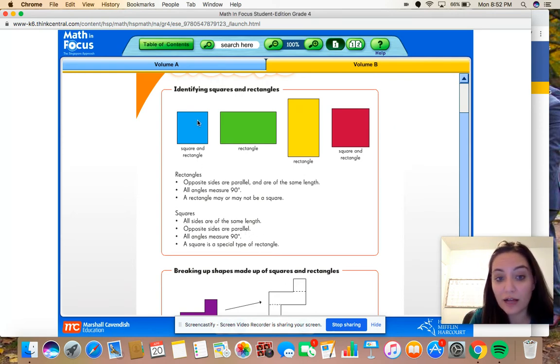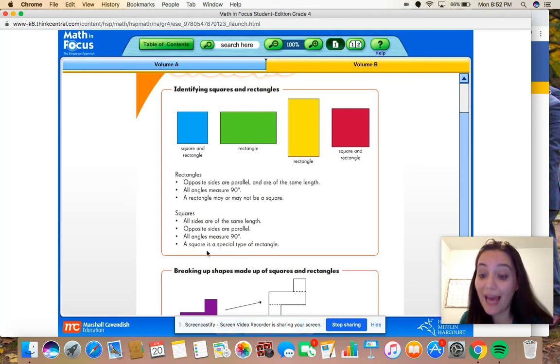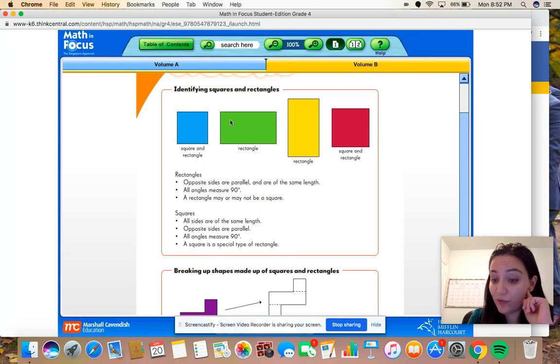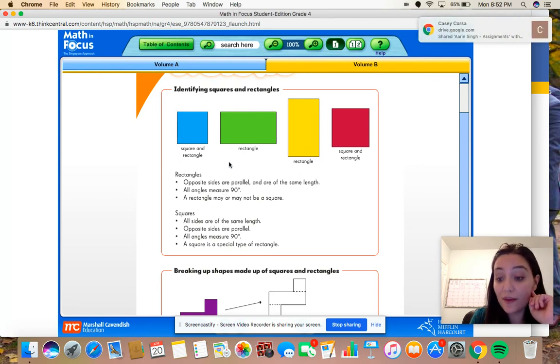Opposite sides are parallel, okay? So that means opposite sides. So here's one side. Its opposite is right here, and it's parallel. Here's one side. Let's look at its opposite. Its opposite is right here, parallel. They are of the same length. All angles measure 90 degrees. We can see that nice little, perfect little 90-degree angle right there. A square is a special type of rectangle. Okay, so a square can be considered a rectangle, but a rectangle cannot be considered a square. Okay, why? Because in a rectangle, all the sides are not of the same length. In a square, they must be.